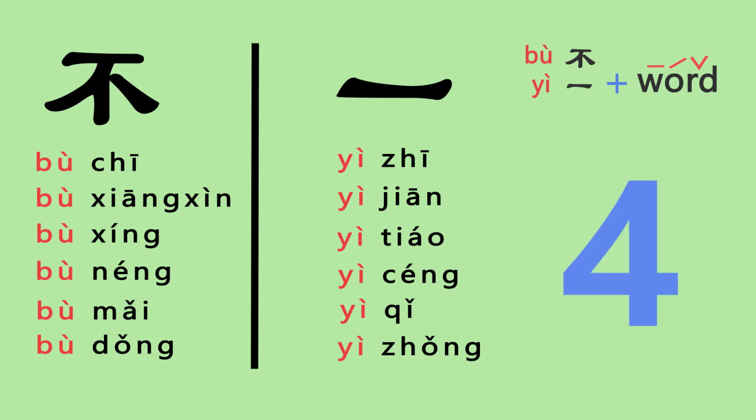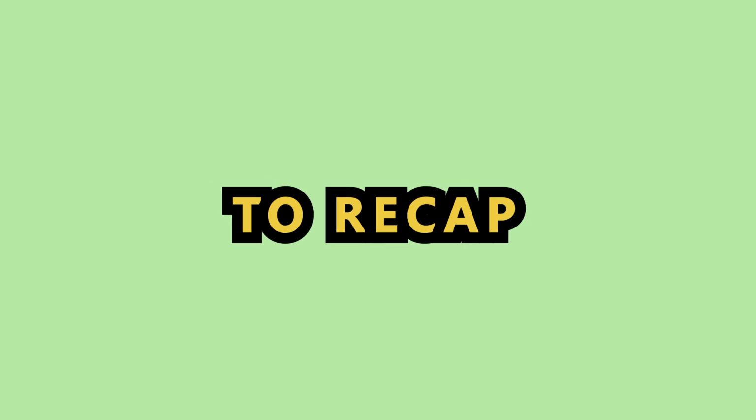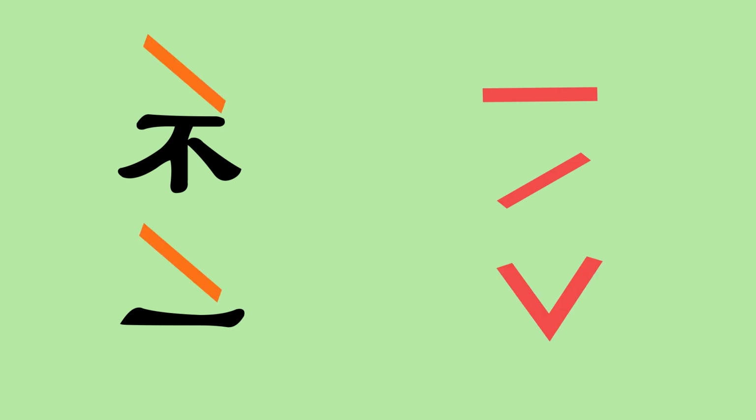Remember the rules. You better remember. To recap. This is 不 and 一. When your second word is fourth tone, then it's second tone 不 一. But when it's first, second or third tone, then it's fourth tone 不 一.